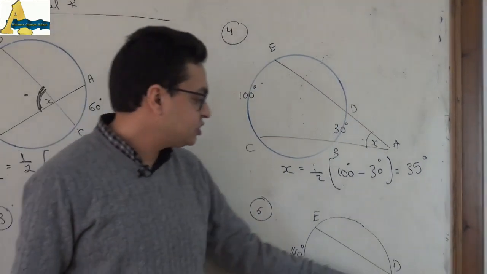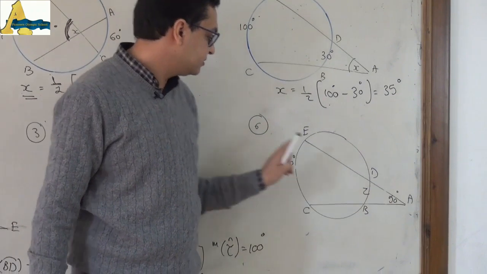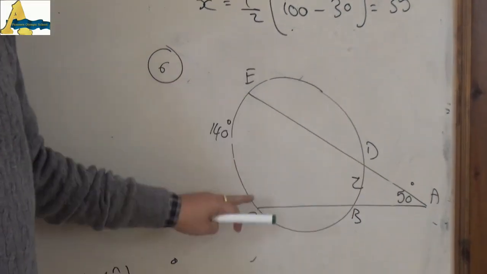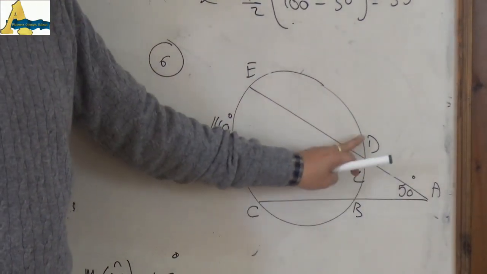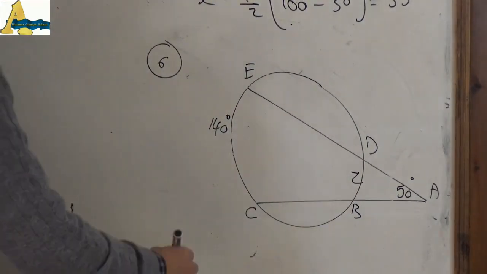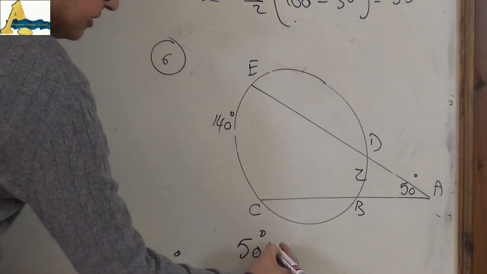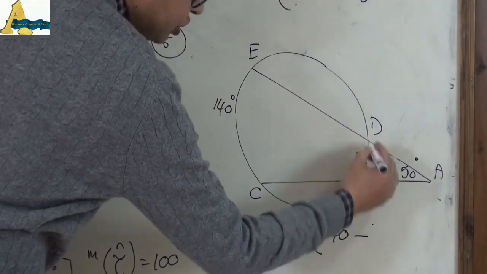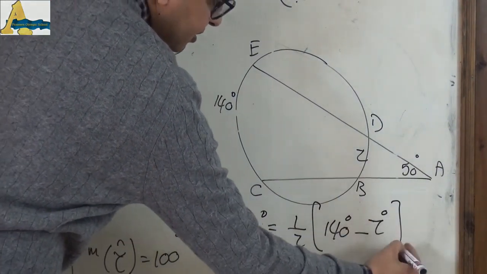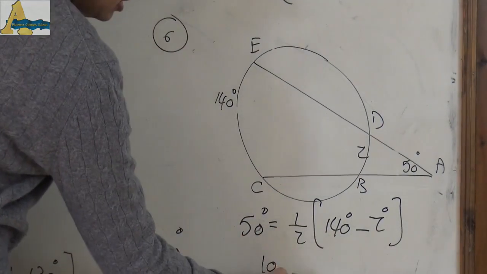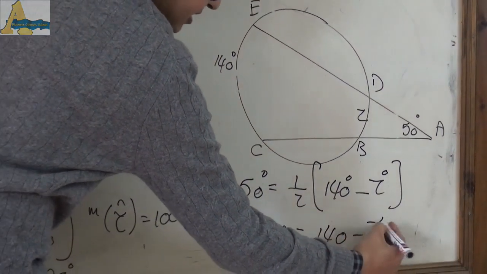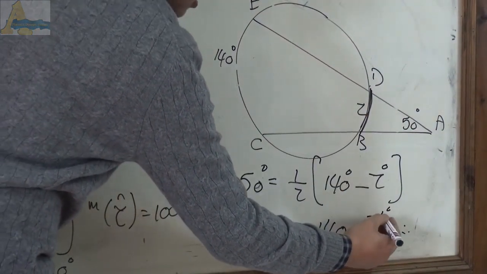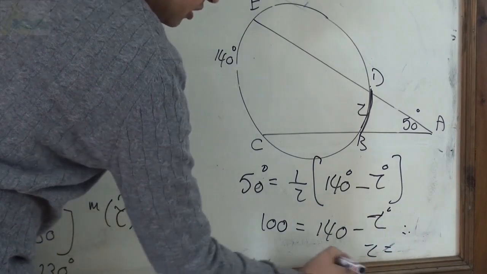Example number 6: if the measure of angle A equals 50 degrees and the measure of this arc equals 140 degrees, how do we find the measure of arc BD? The measure of angle A equals half the measure of arc EC minus the measure of arc BD. Solve the equation: 100 equals 140 minus Z. So the measure of arc DC, or the measure of Z, equals 40 degrees.